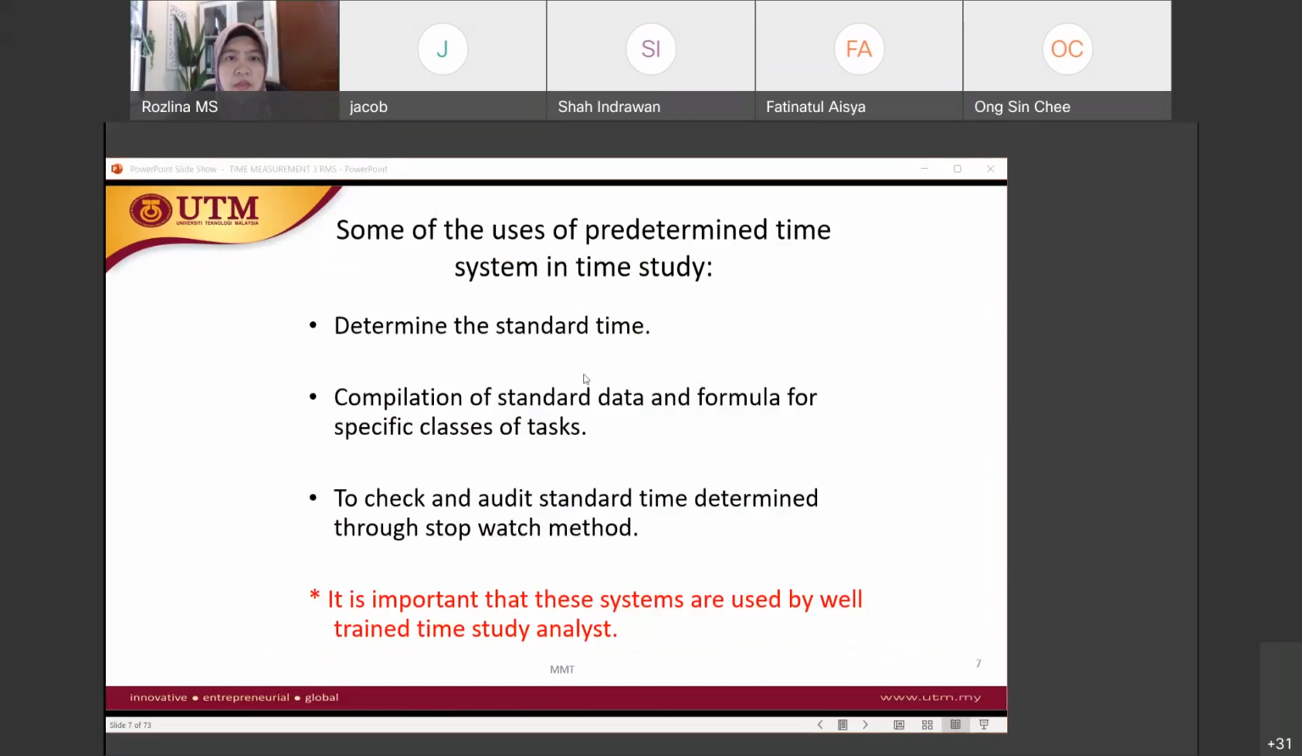Some of the users determine the standard time calculation of standard. It is important that these systems are used by well-trained time study analysts. Are you a well-trained time study analyst? No. So we are not well-trained time study analysts. That means it is not me, it is not you, but the trained time study analyst who should develop and use this PTS. However, we should get the exposure to how to use this system.